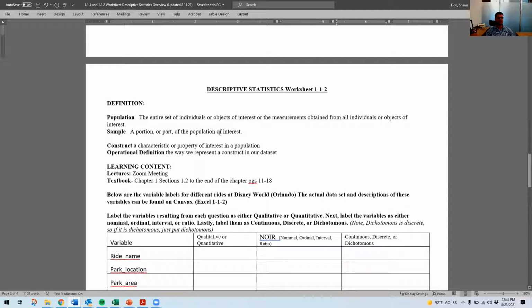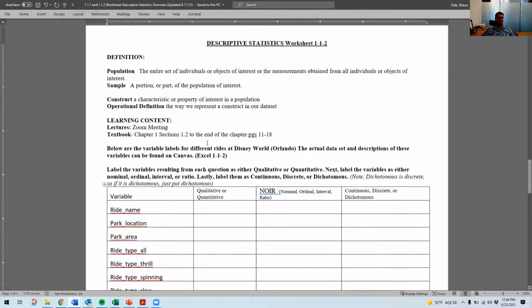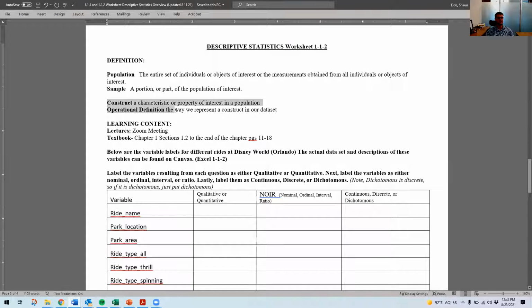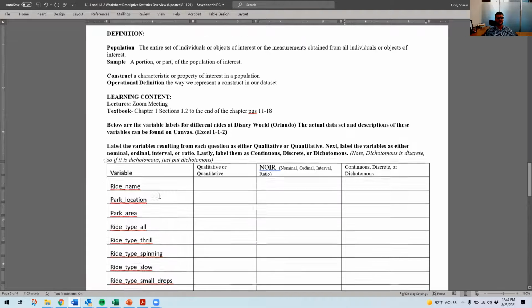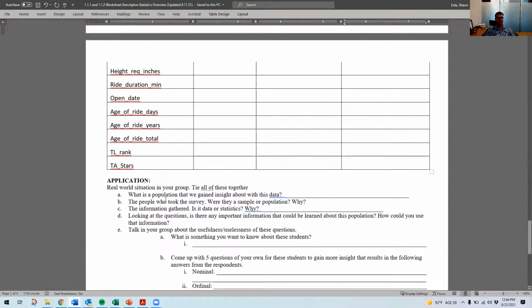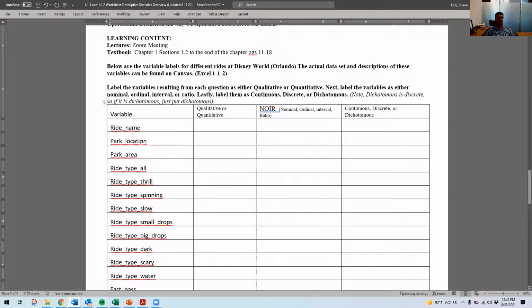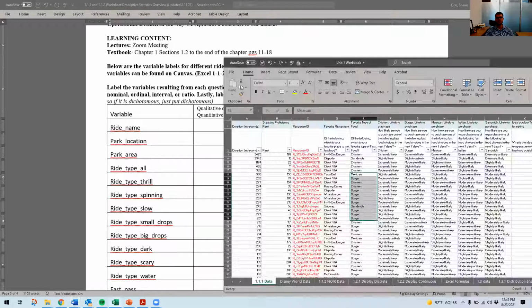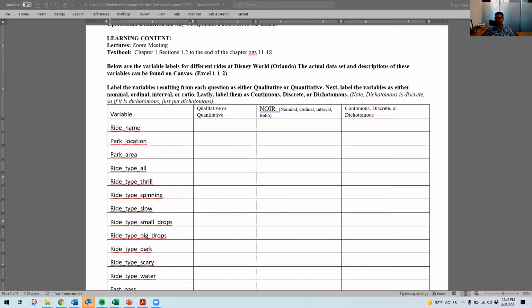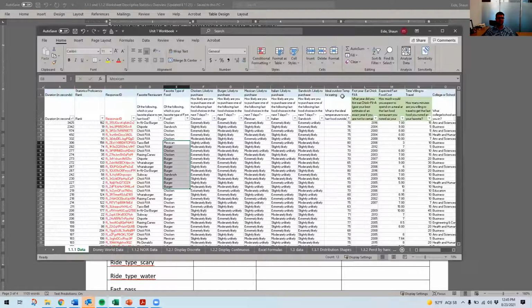Next, you've got the descriptive statistics worksheet 1-1-2. And we have constructs, and then operational definition. We're not really going over that too much with constructs, but we've got the same exact thing of I just want you to do it again with this type of data, all of the ride data from Disney World.